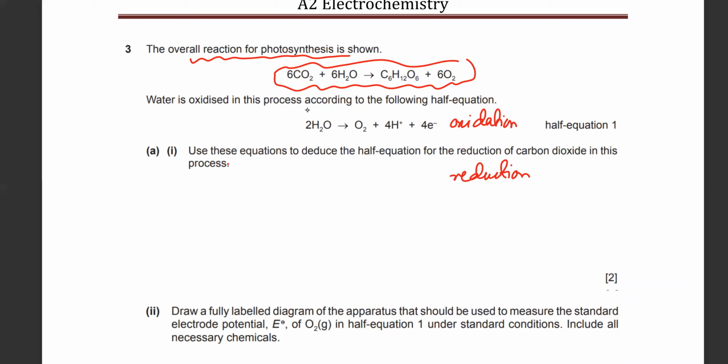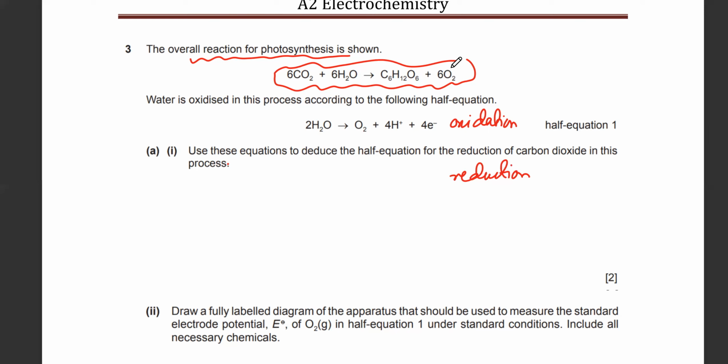So how can you solve that? What you can do is, you've got this equation. You take out the oxidation equation from this. Whatever is left is the reduction equation. Is that clear? CO2 will form C6H12O6. That's the reduction part.